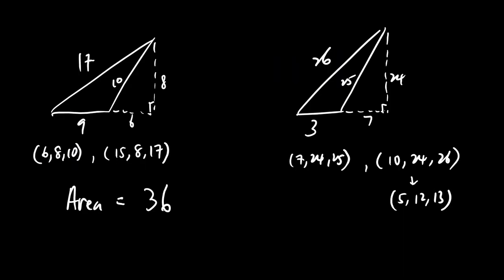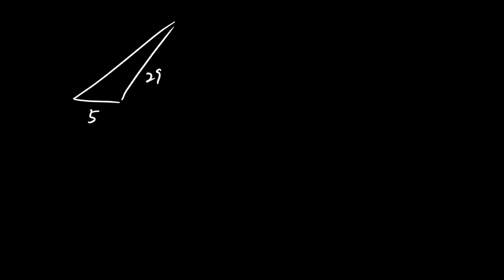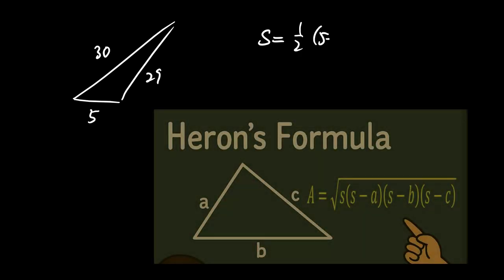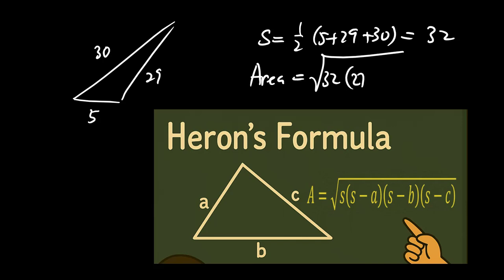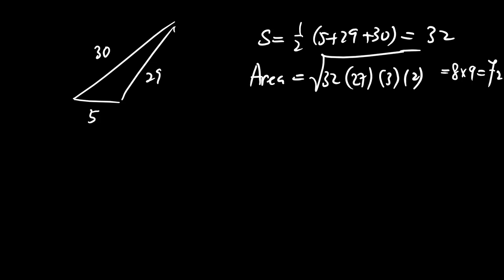And the answer is obviously no. Take for example 5, 29, 30. We can calculate s, which is half of 5, 29, and 30, that is 32, where the area equals the square root of 32, 27, 3, and 2. That would be 8 times 9, and that is 72. If the area is 72, it means that this height equals 144 over 5.